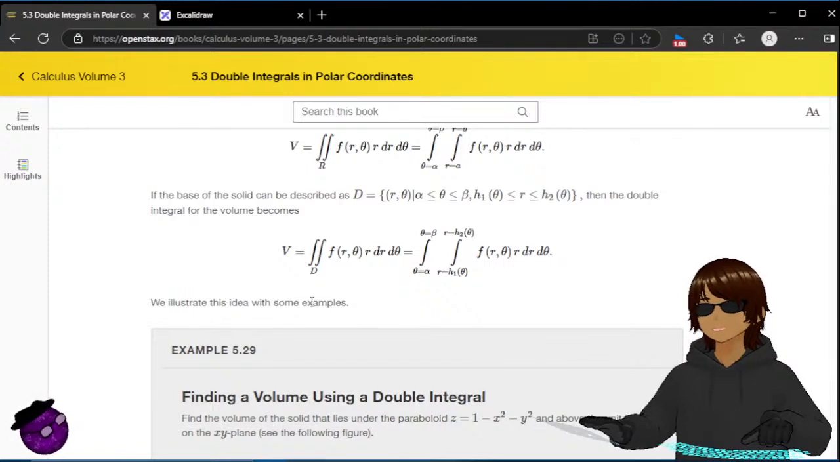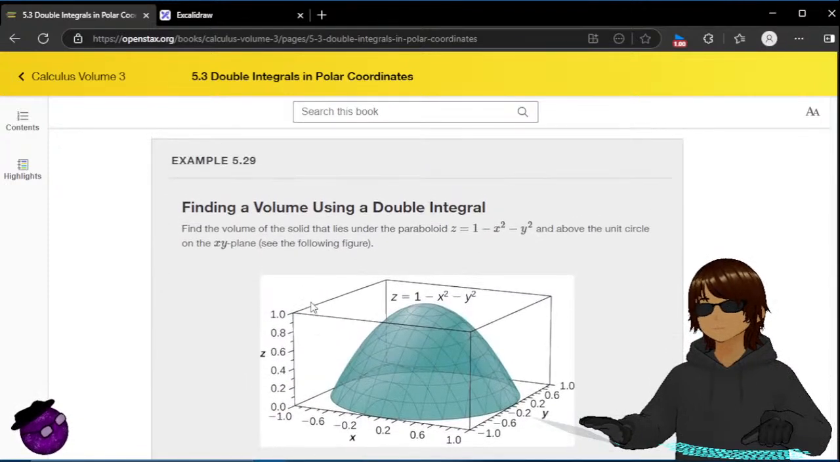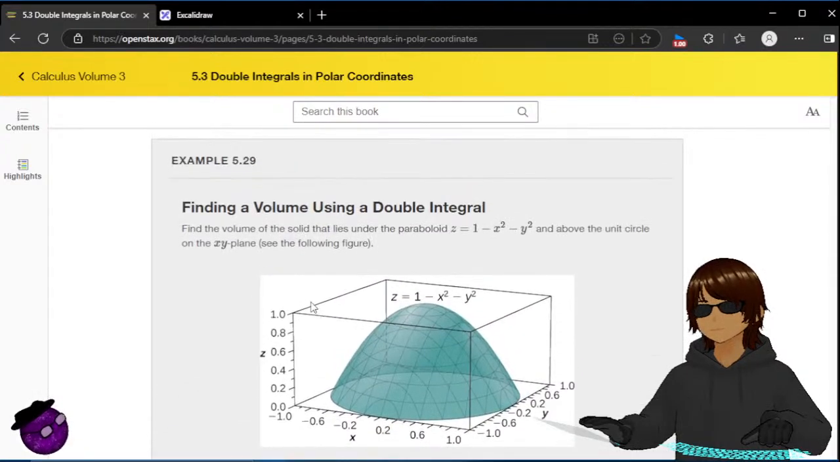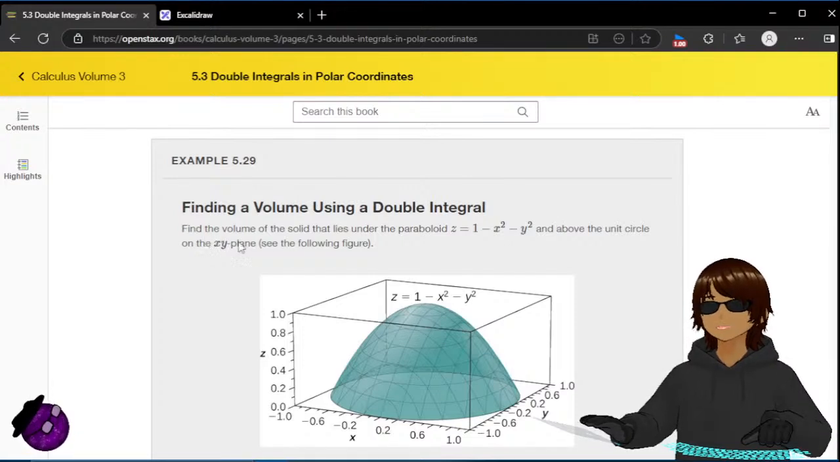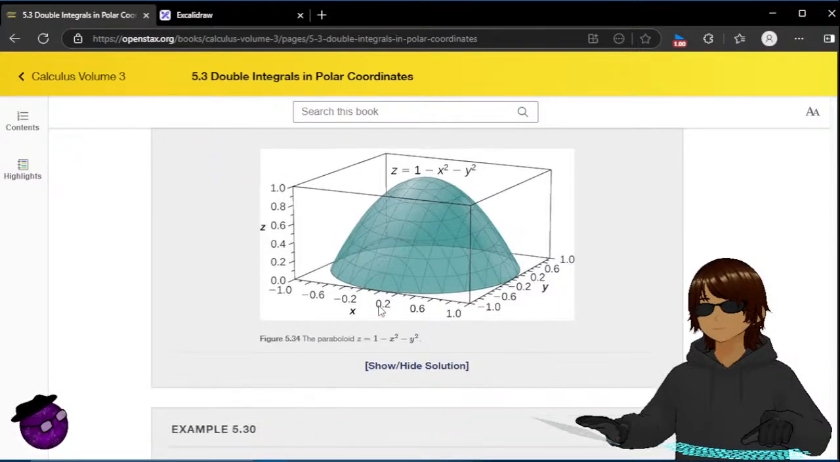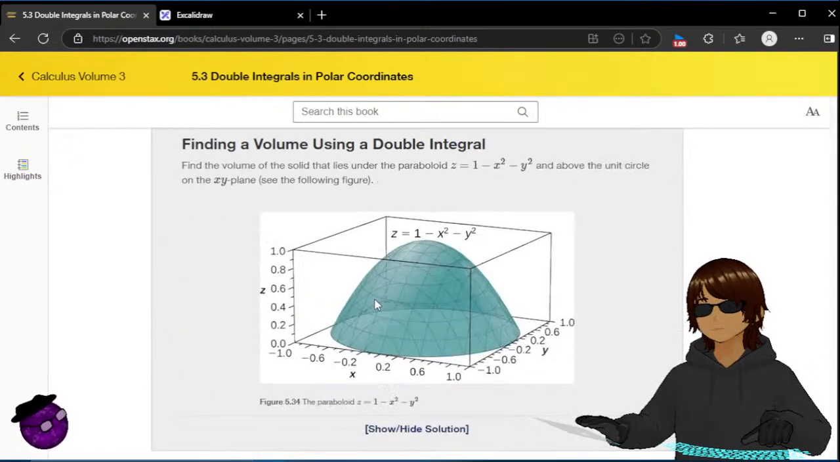We illustrate this idea with some examples. Find the volume of a solid that lies under the paraboloid z is equal to 1 minus x squared minus y squared and above the unit circle on the xy plane, using a double integral.